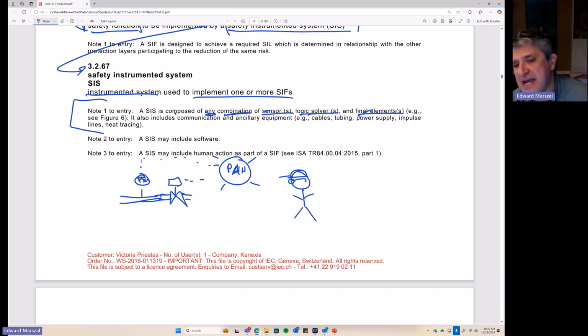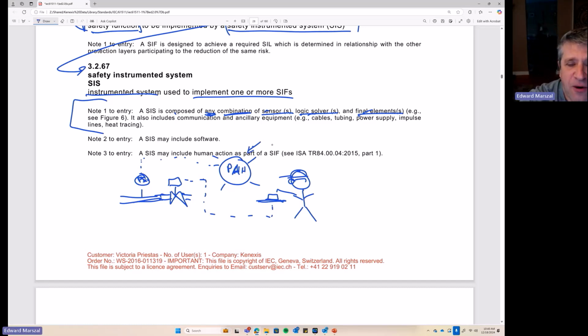is going to see that that alarm was activated, and that operator is going to mash a push button. Is this a safety instrumented function? Well, I would say no. I would design this part to ISA S18.